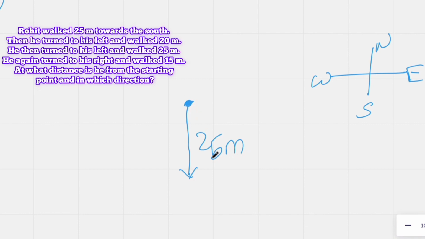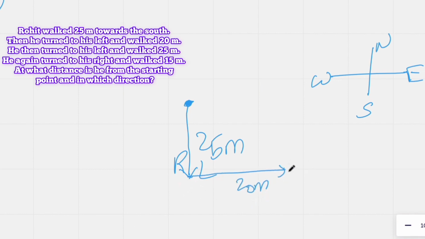Then he turned to his left and walked 20 meters. So we need to remember this concept of turning right and left. How are you going to do this? See, Rohit is going towards south. If he turns, this is his right and this is his left. Then he turned to his left and walked 20 meters. Turning to his left means like this, and he went like this for 20 meters.